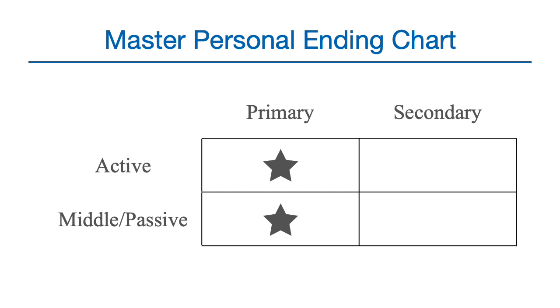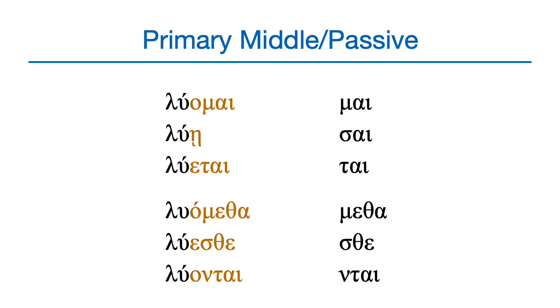So you've learned that for your master personal ending chart, you have learned the active, okay? And now you are learning the middle passive. These are endings to memorize: the primary active and middle passive. Memorize these endings because you add them to the verbs with their connecting vowels. So for the primary middle passive forms, again, μαι, σαι, ται, μεθα, σθε, νται.